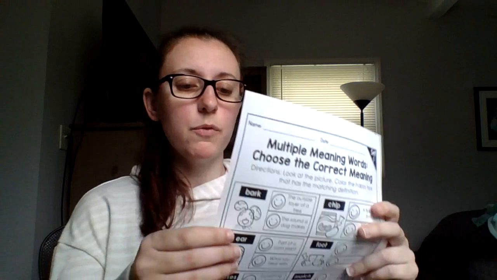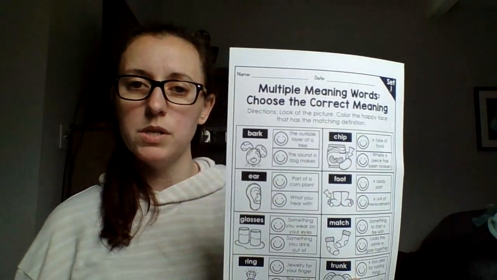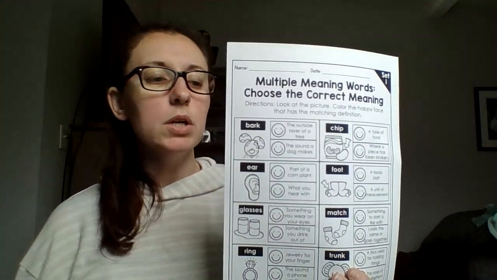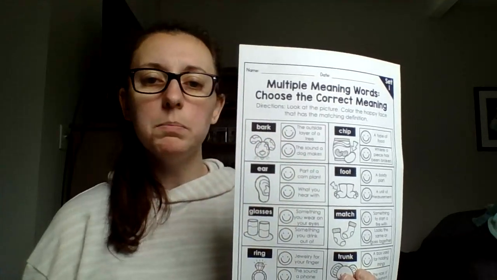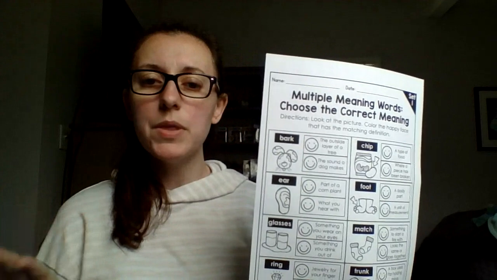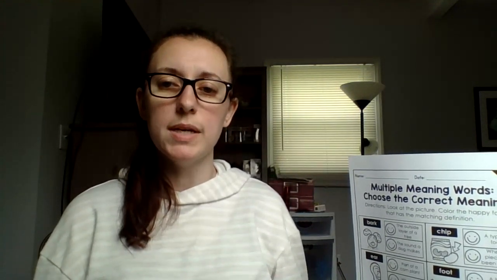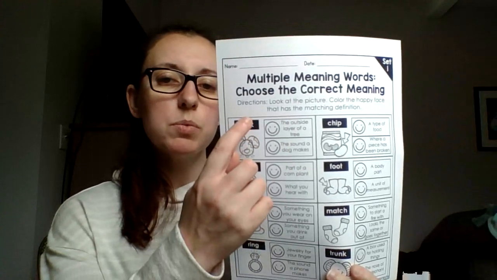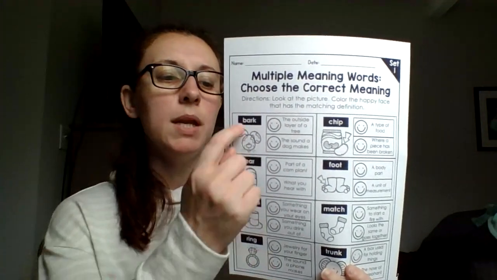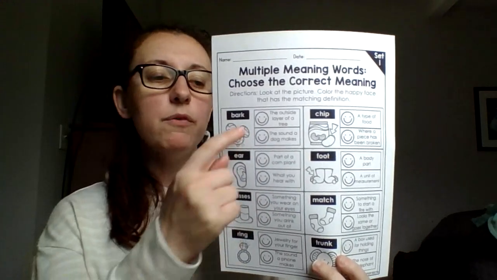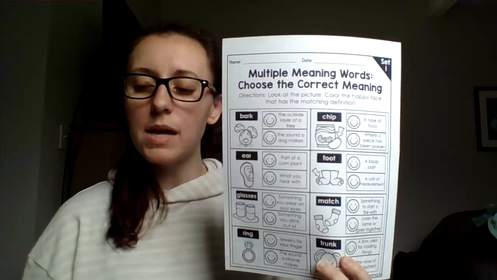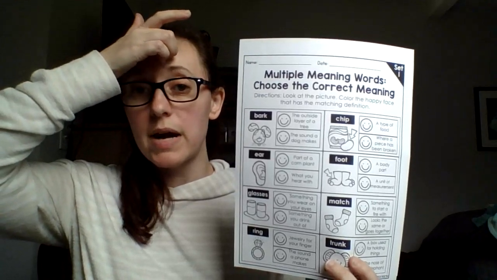So, for example, if we're looking at this worksheet, which is our worksheet we have to do today, we want to look at the word bark. Sometimes the word bark could mean the sound that a dog makes. But bark is also what is on a tree. So when we're looking at this worksheet, we want to figure out what is the meaning of this word in this picture. And we want to find out which sentence makes that same definition correct.